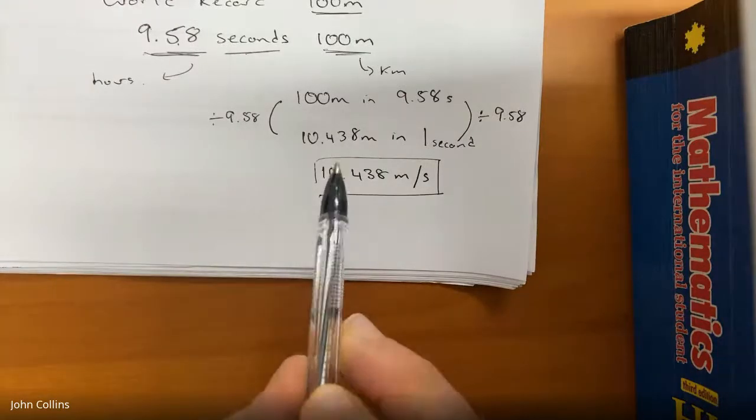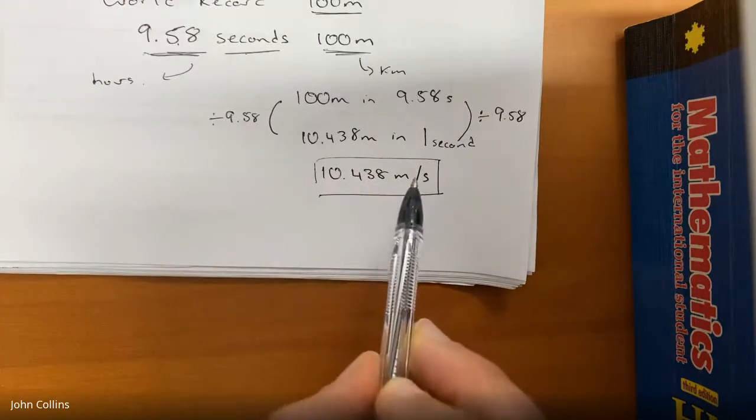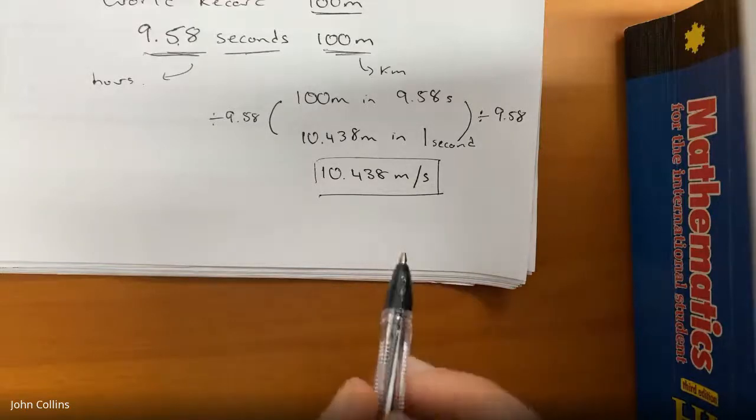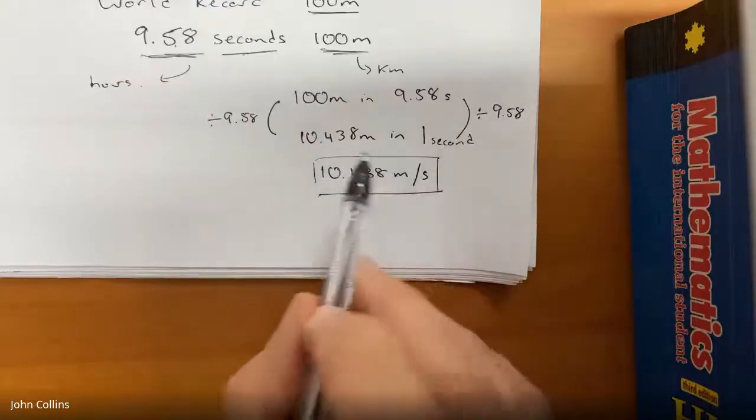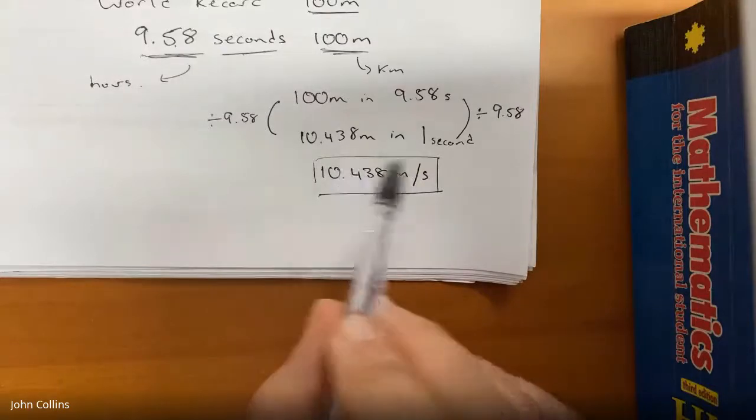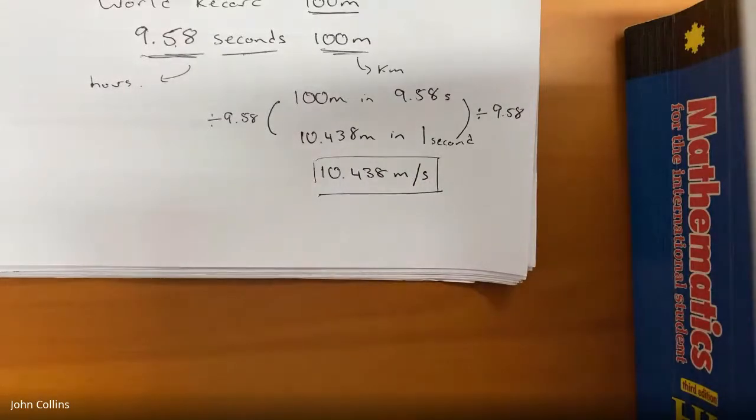Right, so that's 10.438 meters in a second. So I want to convert that rate. Sorry, you said that we could try and get the answer ourselves. How did you get 10.438 meters per second? I divided 100 meters by 9.58 to get the 10.438 meters in 1 second. Watch the video again when I put it up on YouTube, because I've gone through this with everybody else.